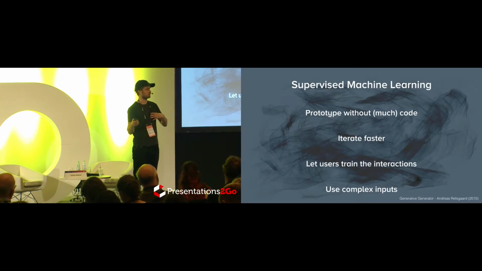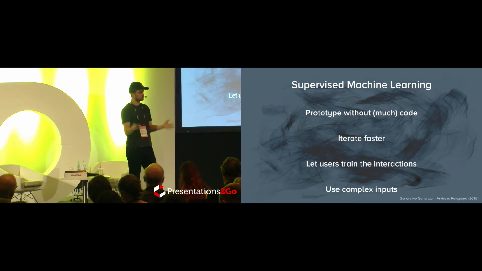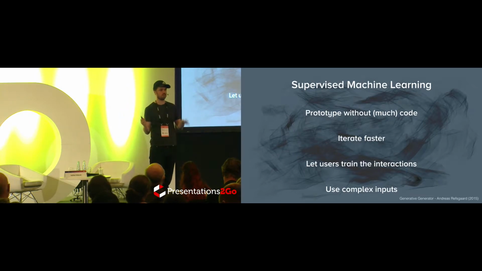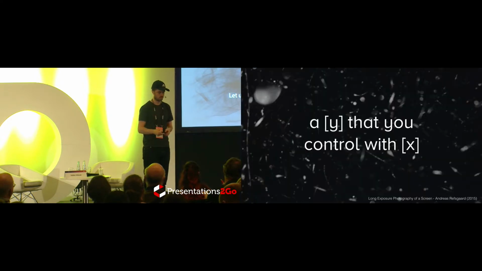You can get yourself or students to iterate much faster, like go from a basic idea and a proof of concept to the next more refined version of the project. You can also make systems where users can train and decide on the interactions, which I'll show some examples of later. And then finally, you can use super complicated inputs, such as raw streams of video or raw streams of audio, which if you have to code for those, that's extremely complicated.